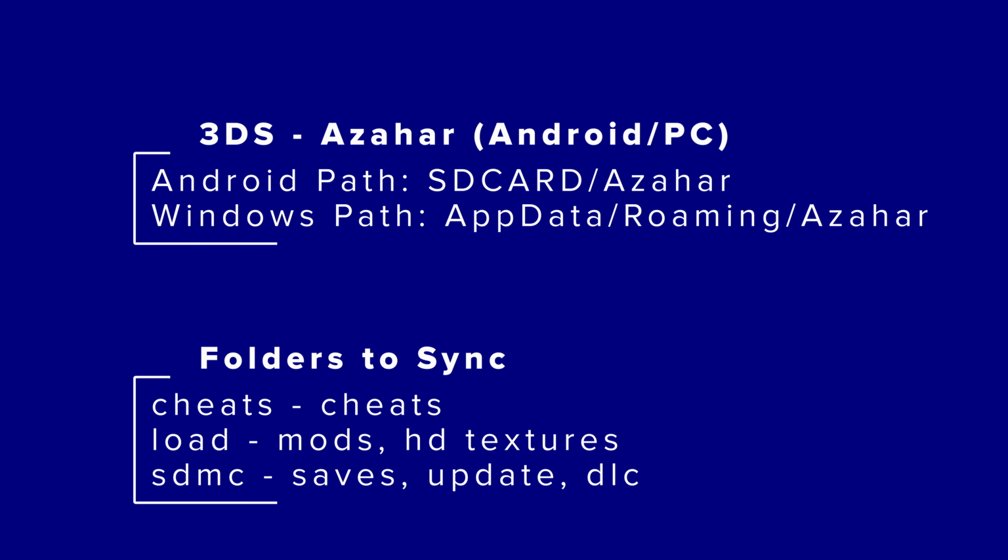So for 3DS, I actually use the Azahar emulator on both Android and PC. And the path on Android for me is just my Azahar folder. And you have to create a folder when you first install Azahar. So it'll be different for everybody as far as the name goes and where you put it. I have mine on the SD card. Now the path on PC is in your AppData, Roaming, Azahar folder. Personally, I sync the cheats folder and the SDMC folder. SDMC is where all of the data is, saves, updates, DLC, everything. I can go back and forth from PC to Android with no issues with all of this.